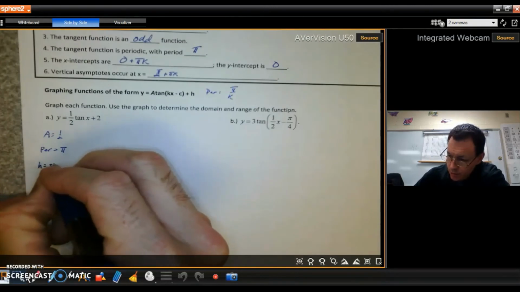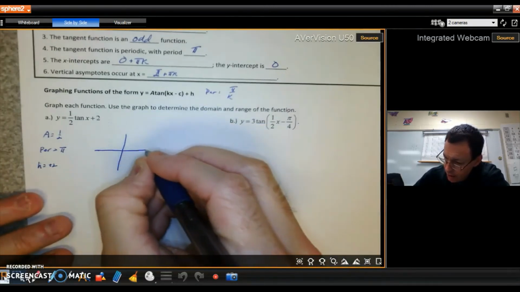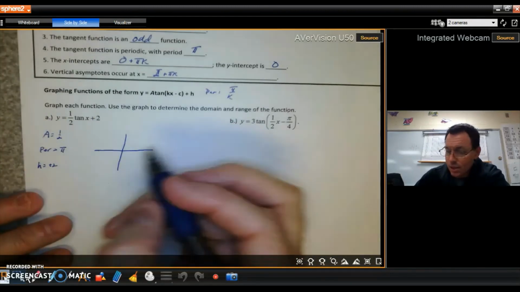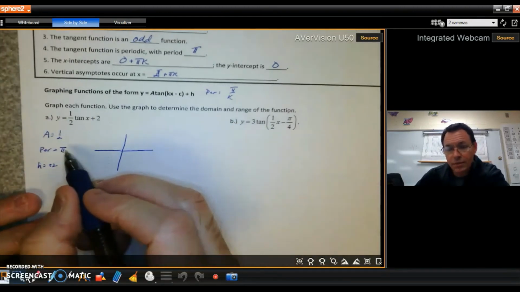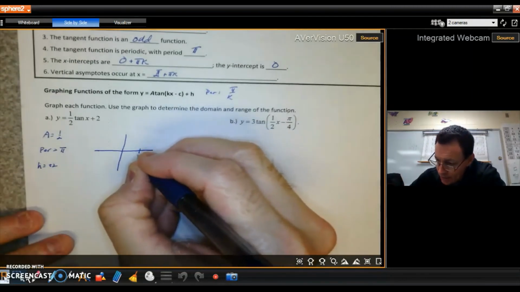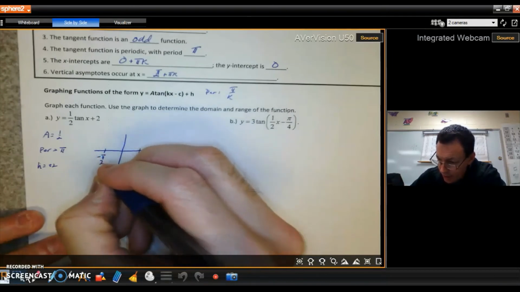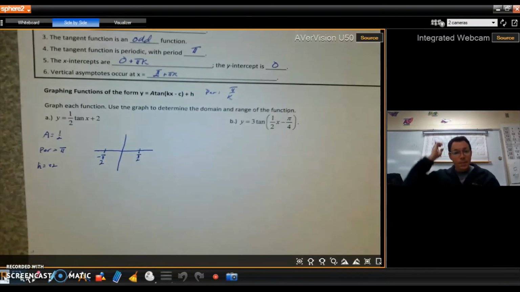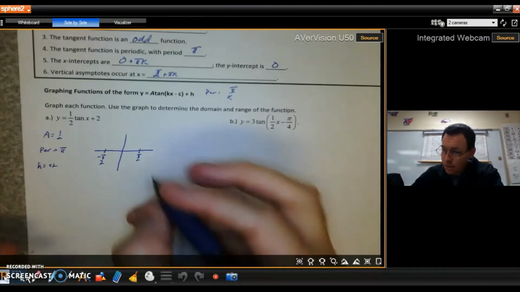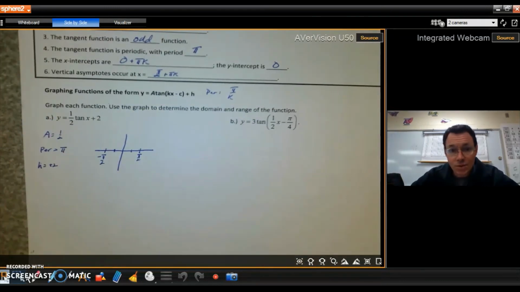So, up 2. Alright, so we're going to make our x-axis. Notice the period is 1 pi. The total width of this graph should be 1 pi. So half of that should be to the right, and half of that is to the left. So those are my halves. Just like every other graph, we have halves, and then we cut them into quarters. So we've already got our halves, and now we're going to cut those into quarters, and that's what we're going to use.